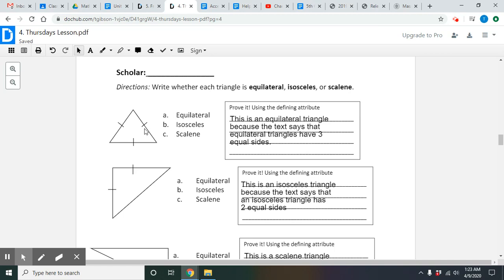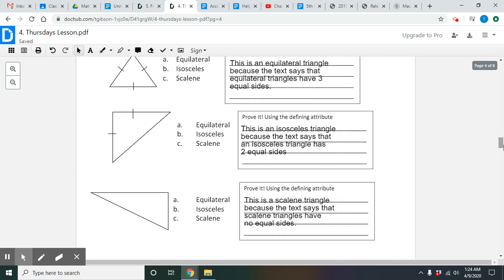Equilateral, exactly. We're realizing that these hash marks mean that all three sides are equal. So this is an equilateral triangle because the text says that equilateral triangles have three equal sides. So remember, the defining attribute is what makes that shape different from the others, right? So three equal sides make this triangle different from the other triangles. Let's go to the next one.